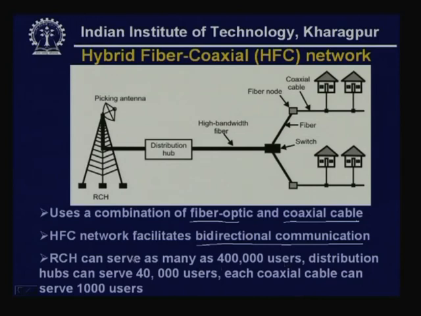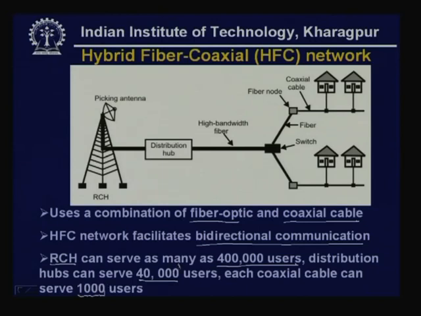As you can see, a single regional cable head can serve as many as 400,000 users. From the RCH it can go to several distribution hubs, and altogether 400,000 users can be served, and from each distribution hub 40,000 users can be provided service. On the other hand, each coaxial cable coming out from the fiber node can be used to serve about 1000 users.